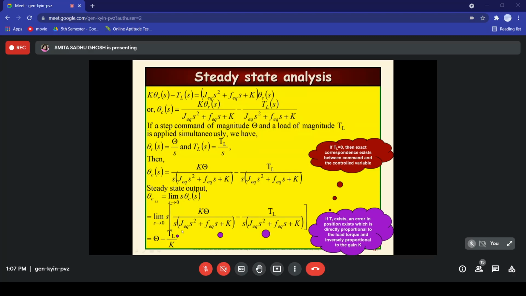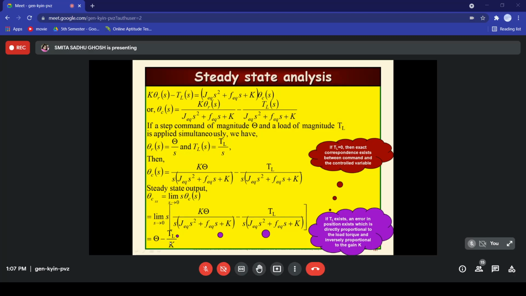So if somebody asks you, okay, I have a load torque, I cannot do anything about it. Now, how can you give me a suggestion regarding how I would be able to make my tracking better? To make my tracking better means what? Making the correspondence between your input and output precise. Correspondence being precise means the output should be as close to capital theta as possible.